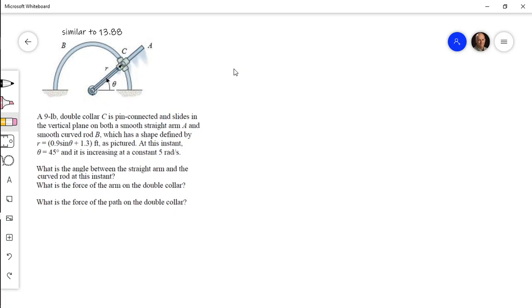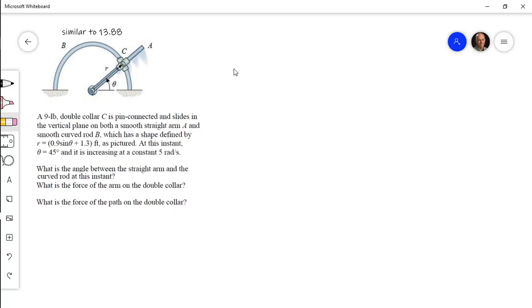But if we do the arm, it doesn't help us with the path. If we do the path, it doesn't help us with the arm. Plus, both introduce the unknown reaction forces where the arm and the path connect to whatever they connect to. Whereas the collar, one, it's in both questions, and two, will give us the forces that act on the collar without introducing unknown reaction forces from the ground.